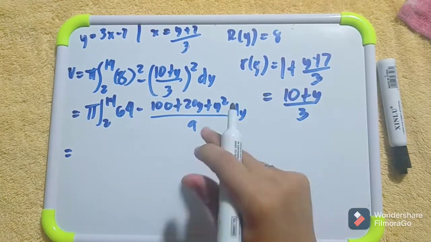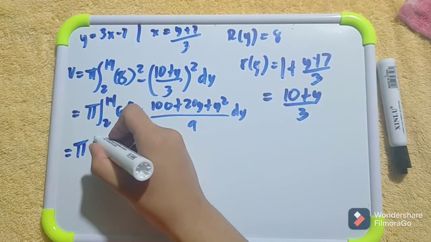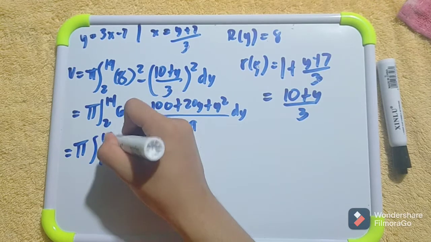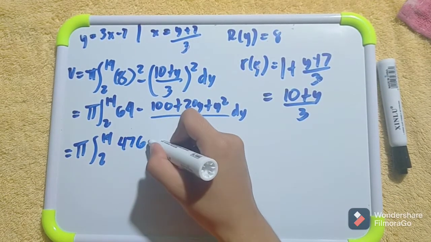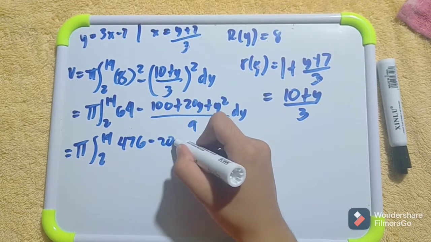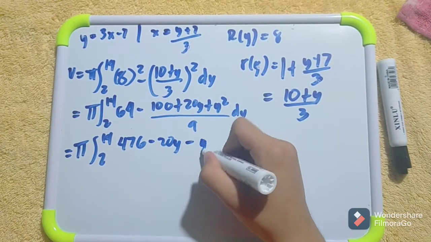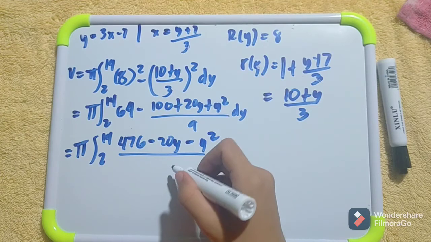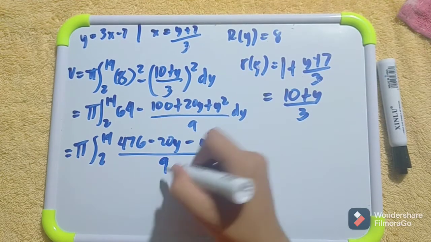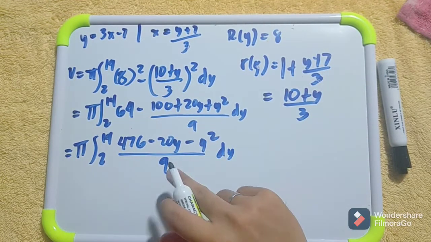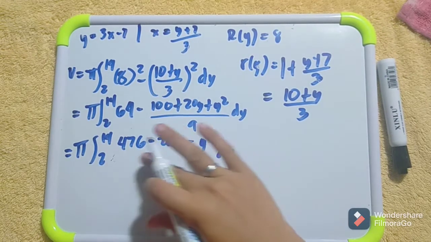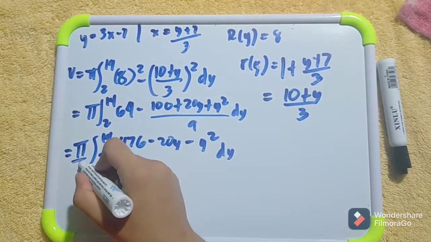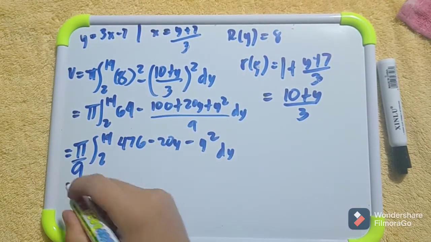And then, simplify na lang natin siya. So, magiging pi, integral 2 to 14, (476 minus 20y minus y squared)/9 dy. And then, yung constant natin is 1/9, kaya pwede na lang natin siyang ilabas. So, 1 over 9. And then, i-integrate na lang natin ito.